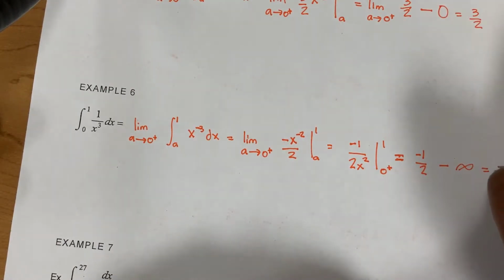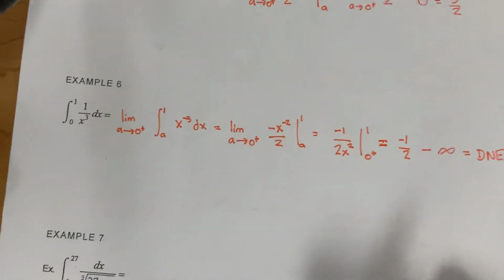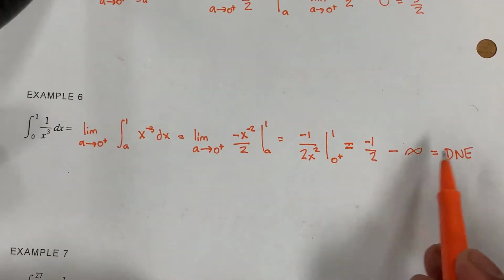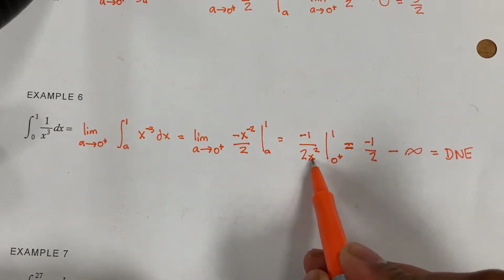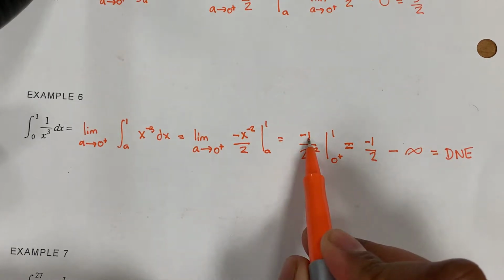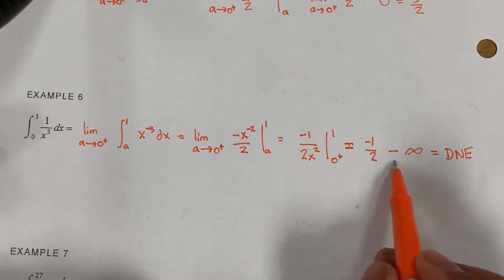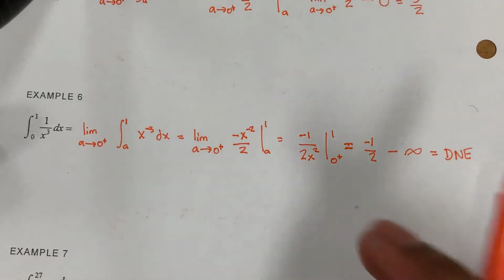So that's just going to equal does not exist because the limit doesn't converge. The curve doesn't converge. So in this case, we ended up with an infinite limit because a very tiny number divided into -1 is going to be infinity. So -1/2 minus infinity is a limit that doesn't exist.